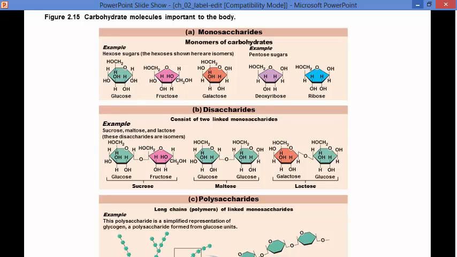So make sure you know that glycogen is an example of a polysaccharide within your liver and your muscle as well.